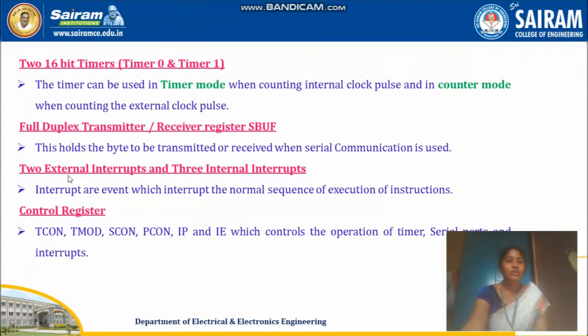Next we have the interrupts. Interrupts are of two types: one is external interrupt and the other is internal interrupt. We have 2 external interrupts and 3 internal interrupts. Next, the control register TCON. TCON stands for timer control. TMOD, timer mode, decides whether we need to operate the timer in timer mode or counter mode. If we want to count the internal clock pulse, then we have to set the corresponding TMOD to a value that operates in timer mode.